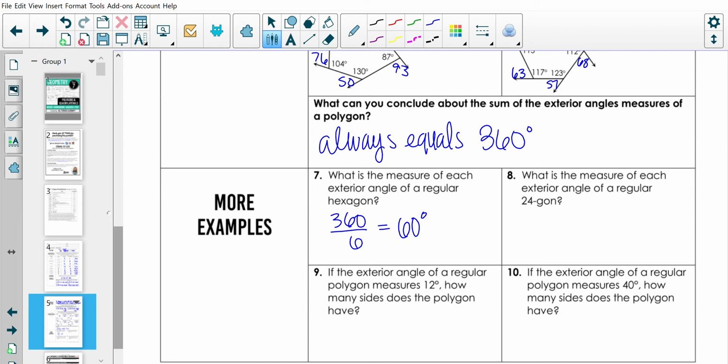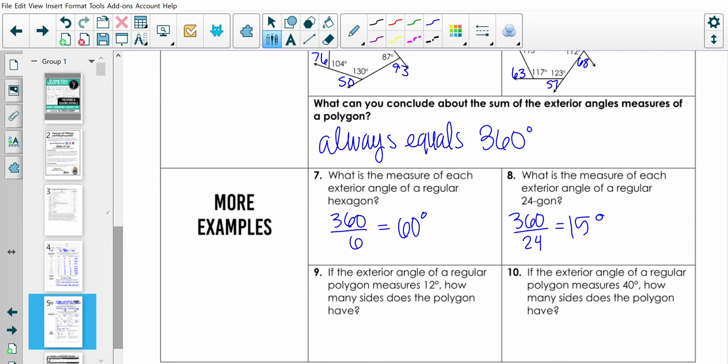What is the measure of each exterior angle of a regular 24-gon? What am I going to do? Little formula. Exterior, so we're still doing 360 divided by 24. And we get what? 15 degrees.